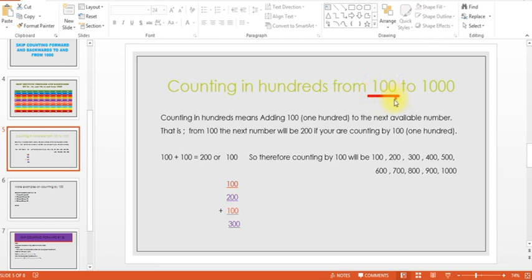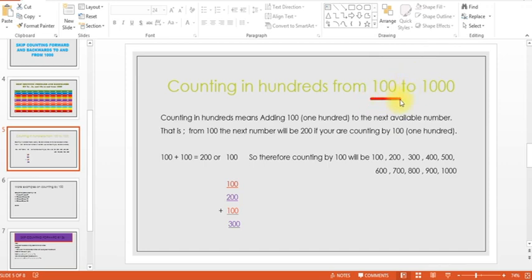So this is 100 CDs. Now double it means add another 100 CDs to it. When we add another 100 CDs to it, what are you going to get? 0, 0, and 2. That is how we count in hundreds. You add 100 to the number to get the next number. So when we added, we got 200. 200 is the next number when you're counting from 100.